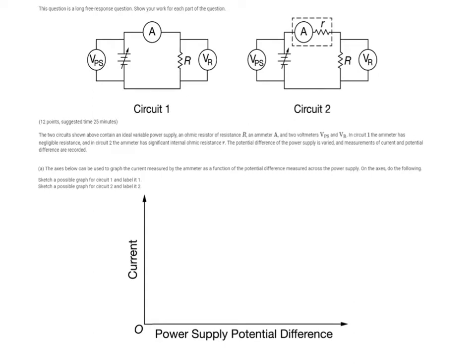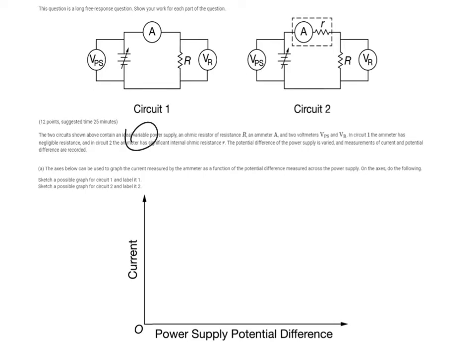So the first thing you do is you graph. You're going to sketch what each graph would look like, with current as a function of voltage, basically. As you change the voltage of the power source, it's a variable voltage source, which you can tell by that line through it. And of course, it tells you that too.